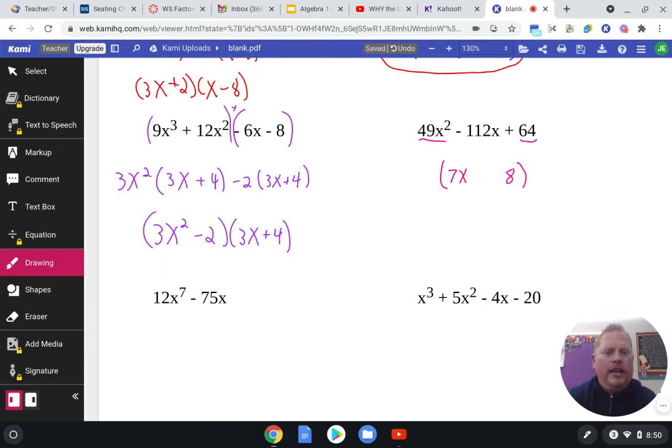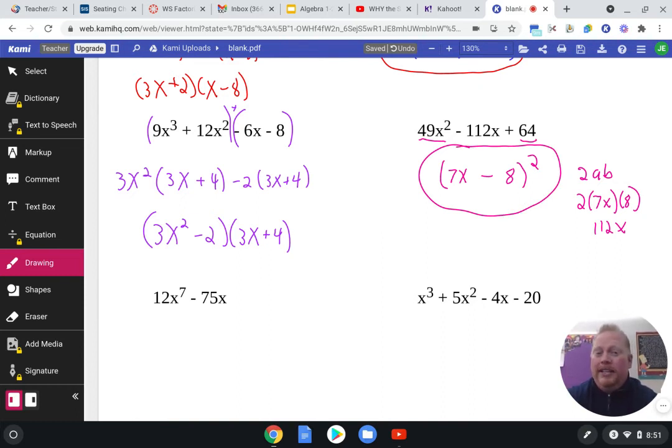Now, it has to double check against that 2ab. So 2 times 7x times 8. So that's what, 56x times 2 is 112x. Aha! That matches my middle term. So since it's a negative 112x, I'll put a minus sign there, put a square on it, problem done.